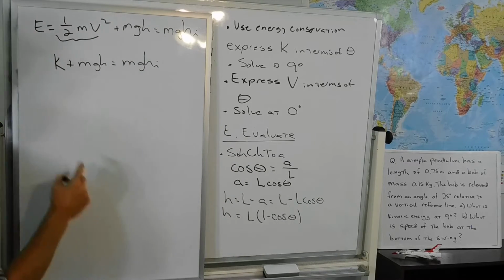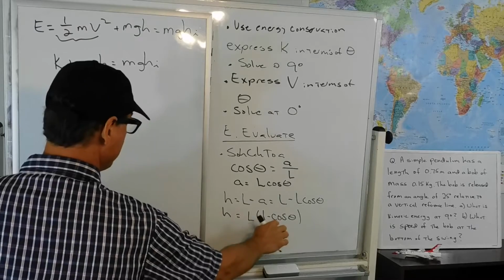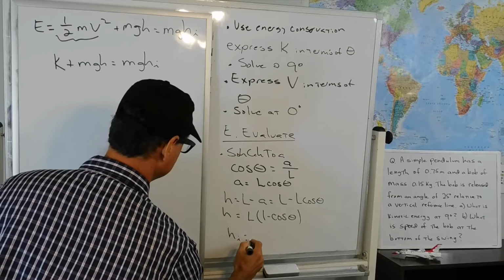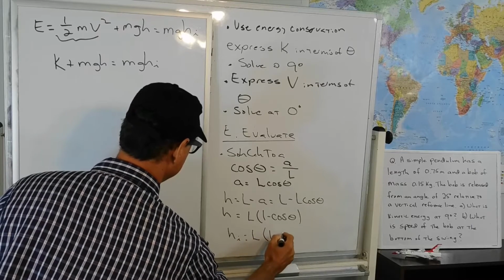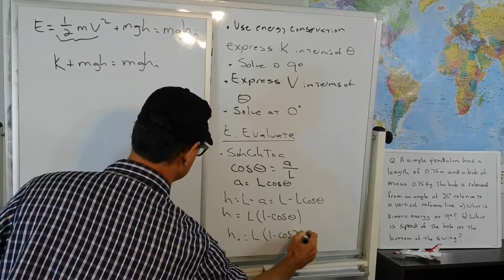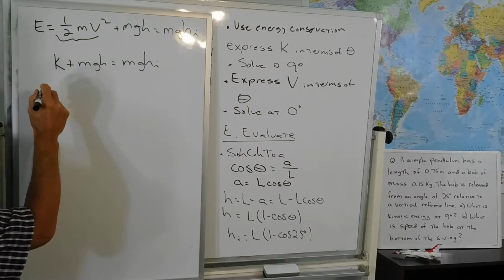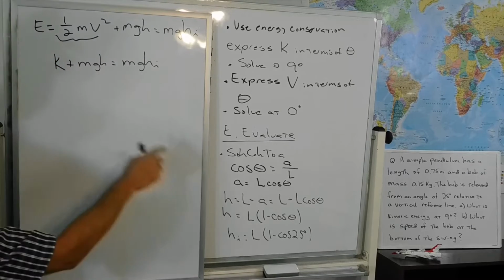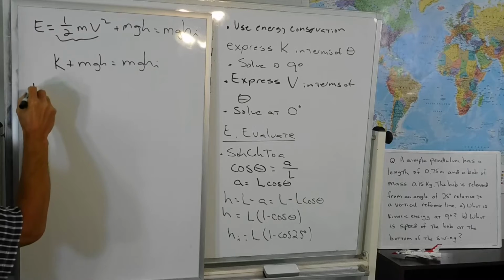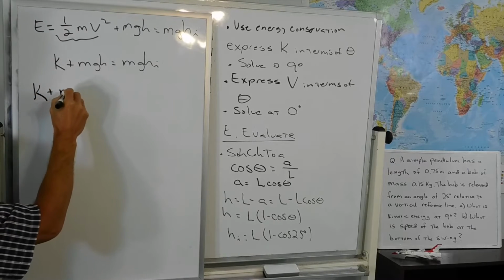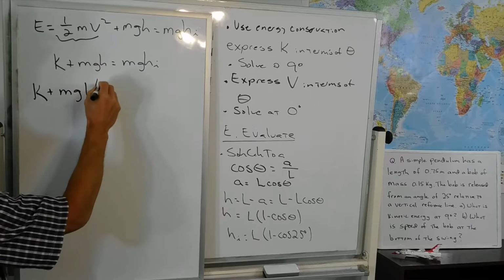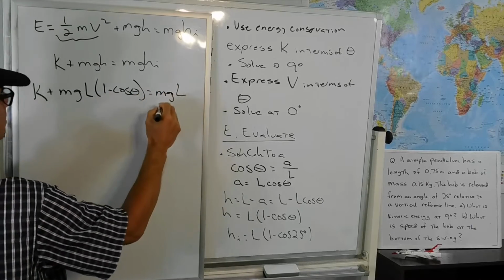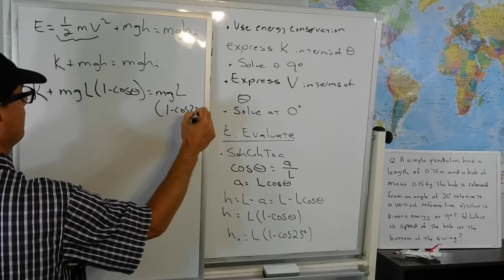Now let's take a little care here, because we decided that h is L times 1 minus cos theta. But h initial, because theta initial is 25 degrees, is L times 1 minus cosine 25 degrees. So let's go ahead and substitute that in here. And let's also substitute in h in general, which is still in terms of cosine. So K plus mgL(1 minus cos theta) equals mgL(1 minus cosine 25 degrees).